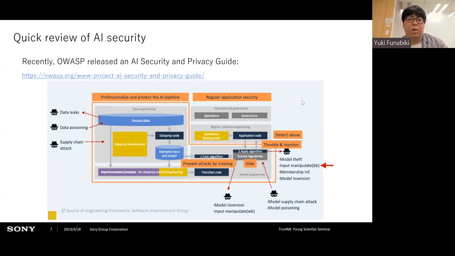On the other hand, there are AI-specific threats, so in addition to classical security, we should create new best practices for AI security and apply them to our model or our system. And the specific AI threats are separated into two parts. The first is the training phase, and the second is the inferencing phase.